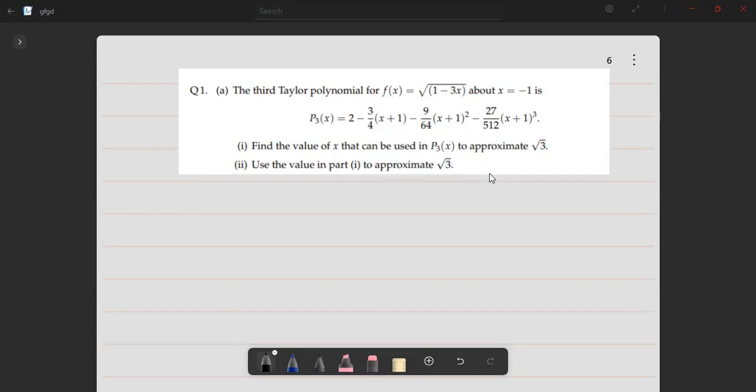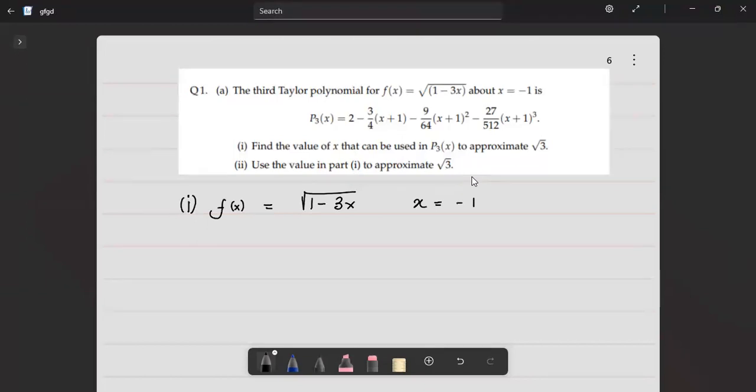Okay, so we need to find the value of x that I'm going to use in this polynomial of degree 3 to approximate the square root of 3. Okay, so let's start. So part 1. So given the function equal to the square root of 1 minus 3x, and we're evaluating this polynomial about x equal to -1.